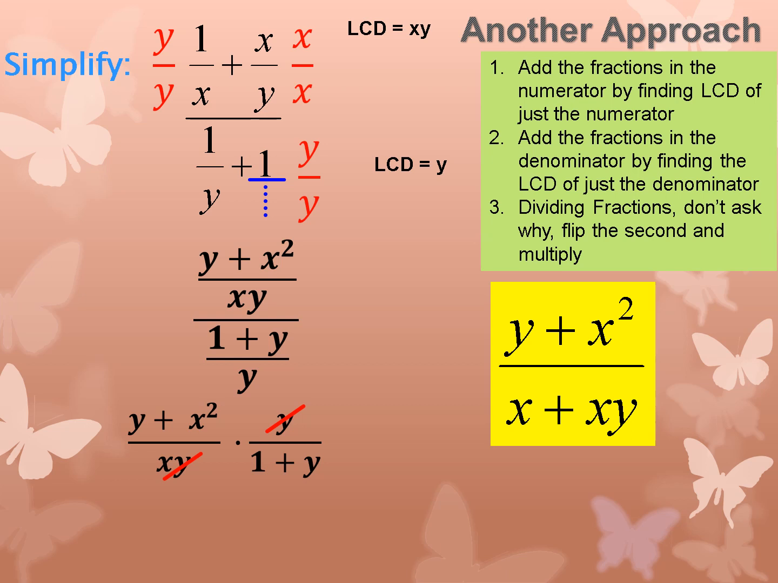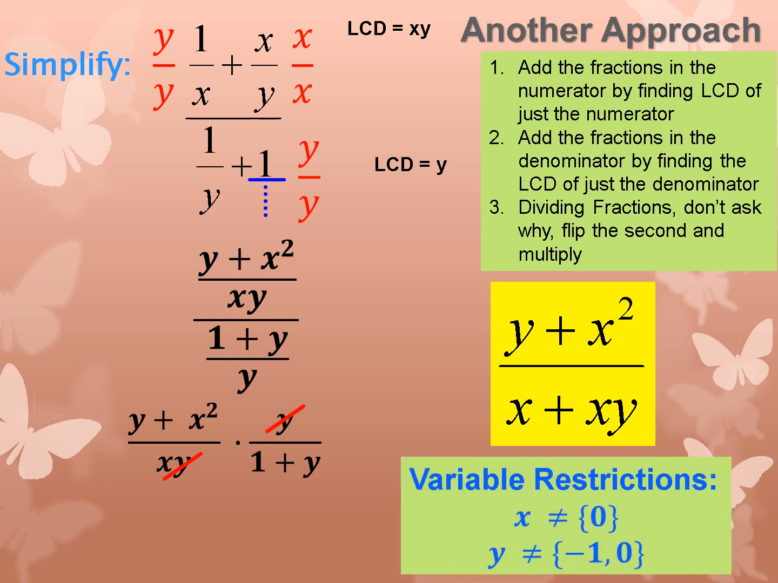Now, getting back to this problem, our variable restrictions are going to be the same because it's the same problem. We didn't change it. It's just how we simplified that changed. Again, you get to use whichever method you prefer, because if the math is correct, you're going to end up back at the same simplification.